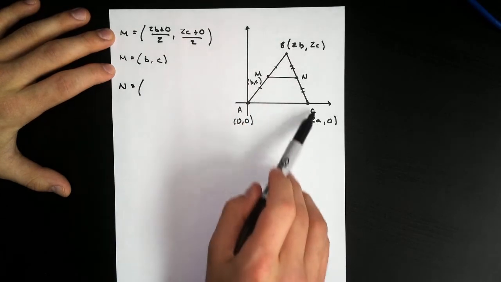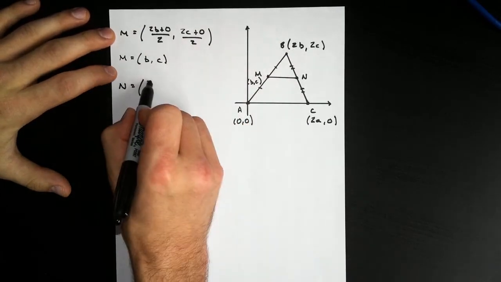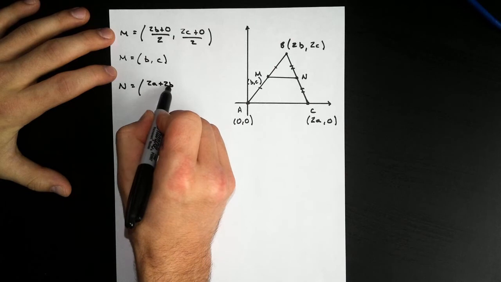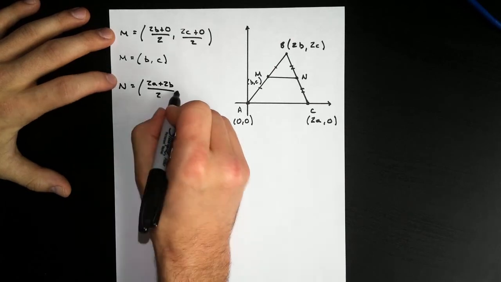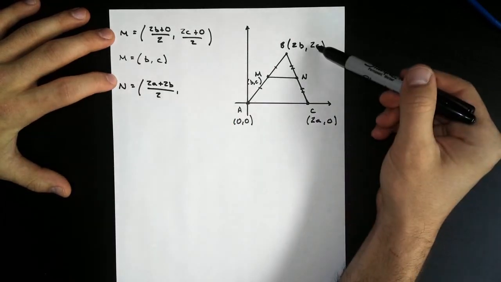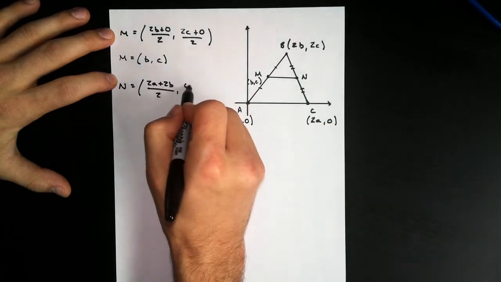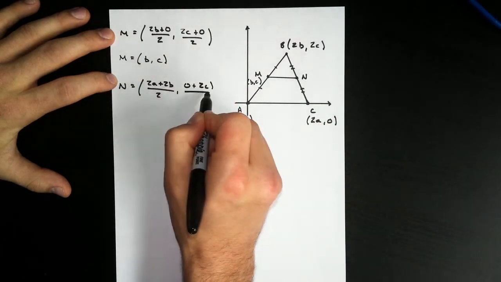Okay, the two x values, 2a and 2b. So 2a plus 2b divided by 2. And the two y values, 0 and 2c, divided by 2.